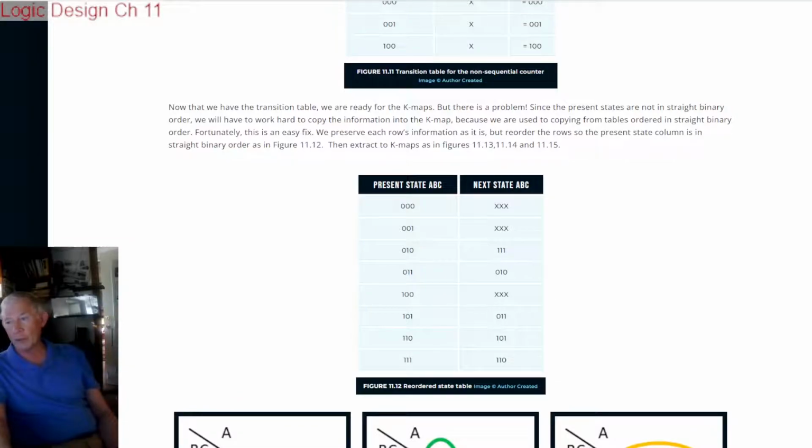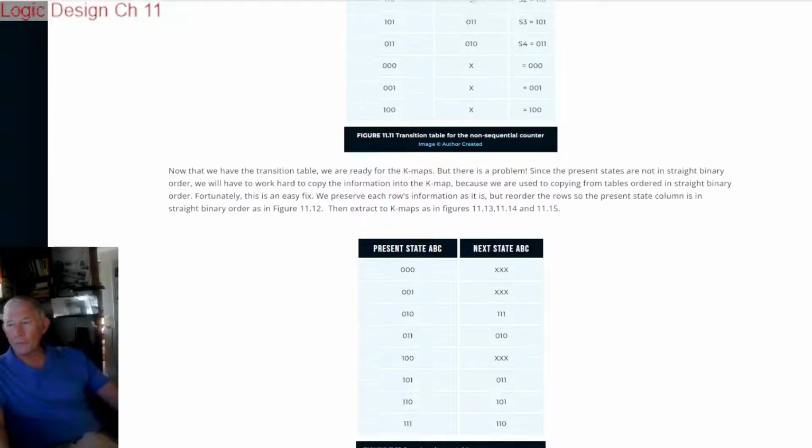0, it's a don't care row. 1, it's a don't care row. 2, we're going to go to 7. 3, we're going to 2. 4, it's a don't care. 5 to 3. No, 6 to 5. And 7 to 6. So that's how the count is actually supposed to go.